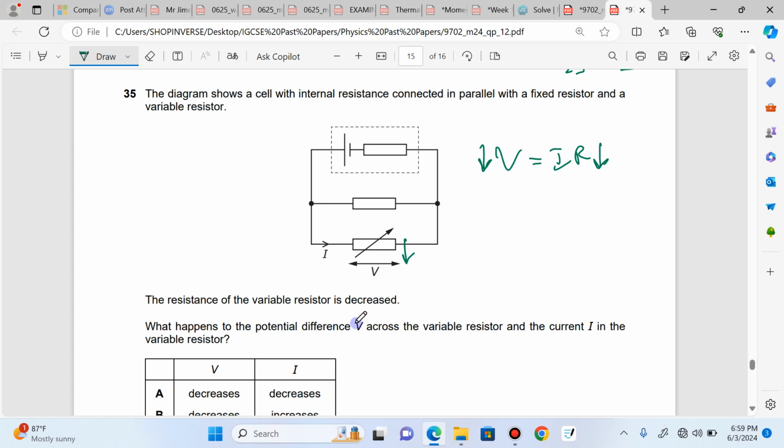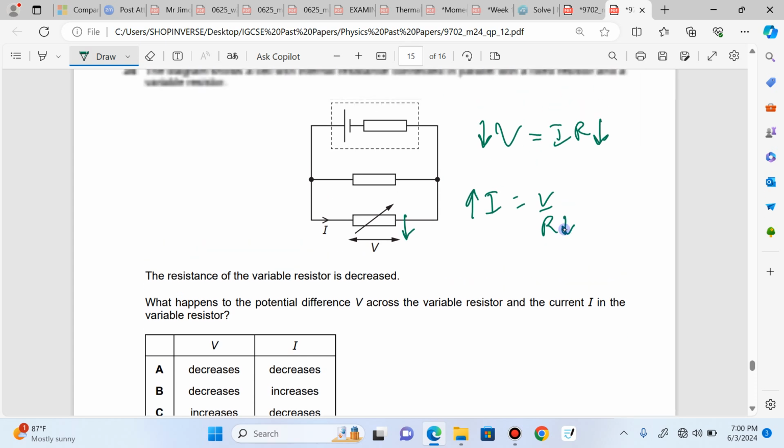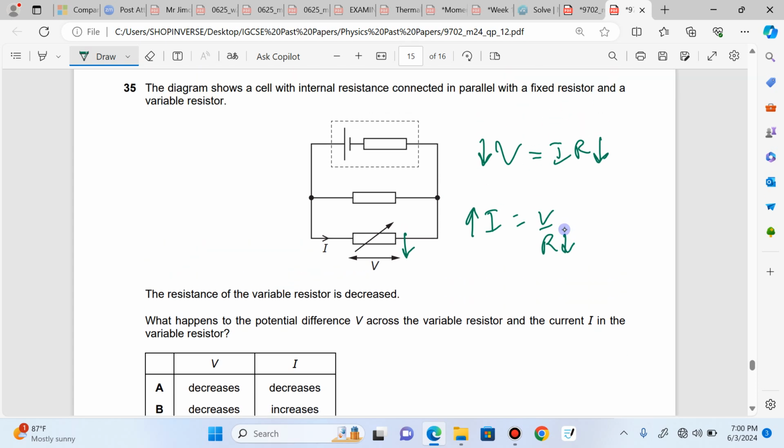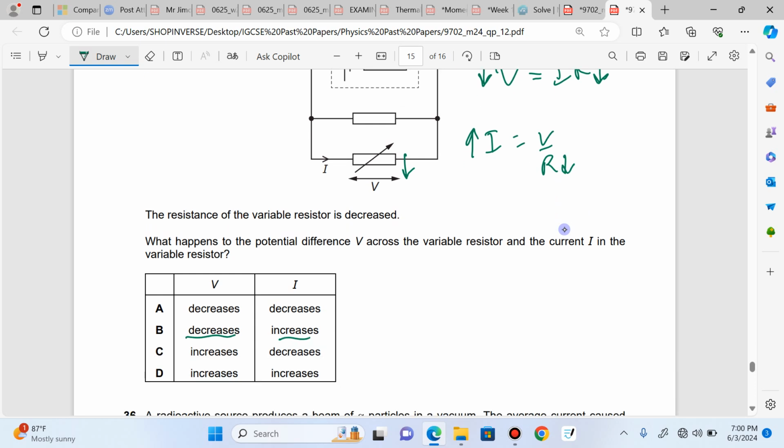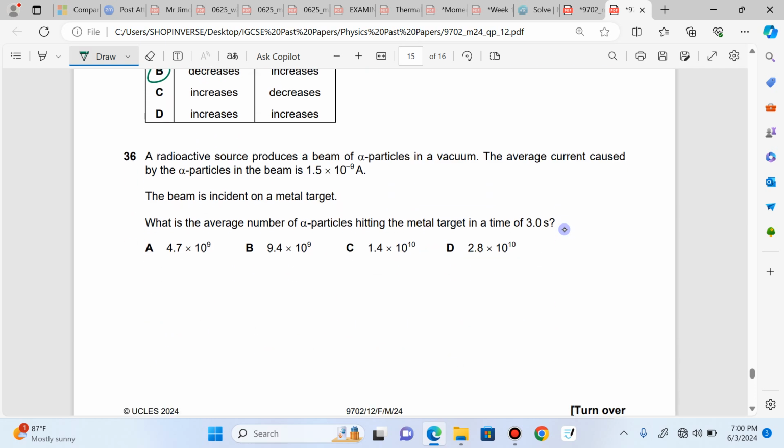So what happens to the potential difference V across the variable resistor and the current I in the variable resistor? Also, since I equals V over R, if you are decreasing resistance, current increases. So the voltage decreases and current increases. That's option B. That makes B the correct answer to question number 35.